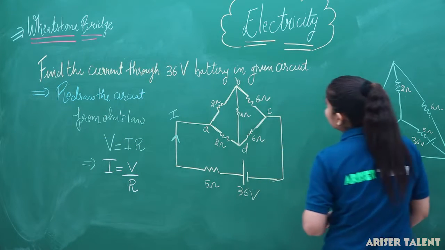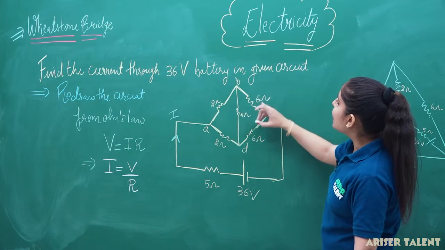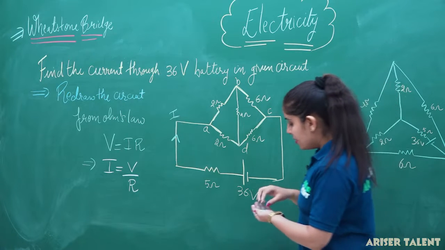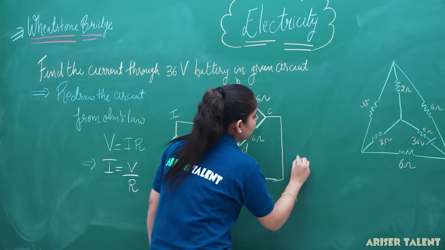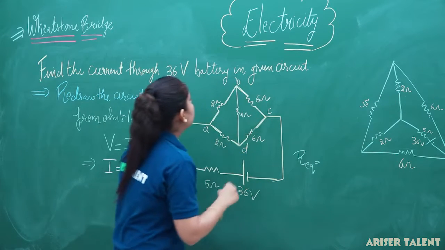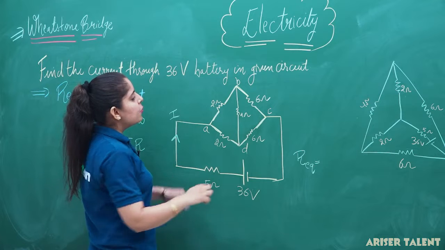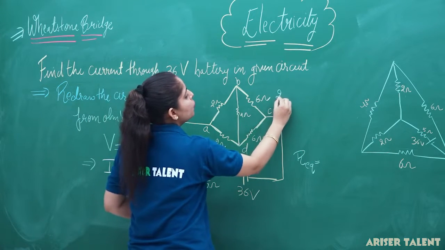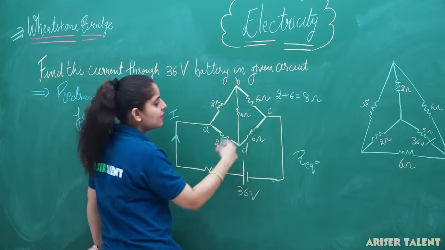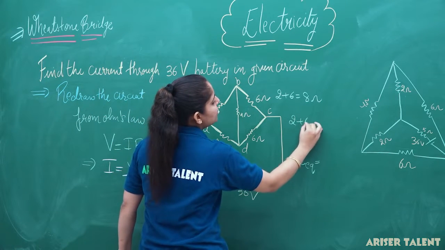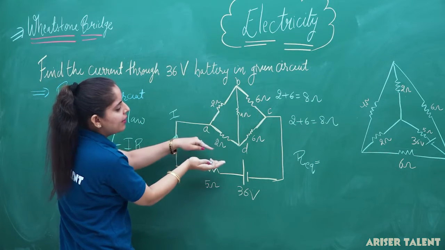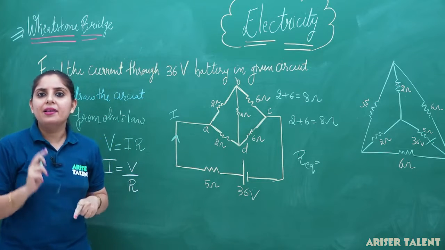Now you can see here these two resistances are connected in series. 2 and 6 are in series, 2 and 6 are in series. So firstly we have to calculate the R equivalent. These two in series come out to be 2 plus 6 equal to 8 ohm. Again these are in series, so we get again 2 plus 6 equal to 8 ohm. Now this series combination and this series combination are in parallel with each other.